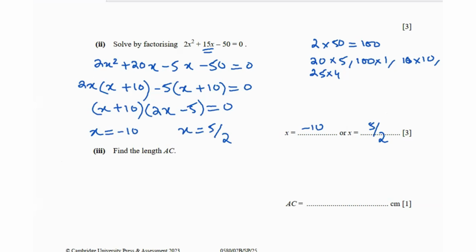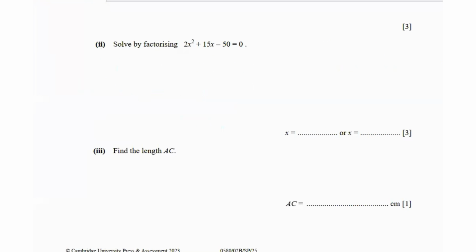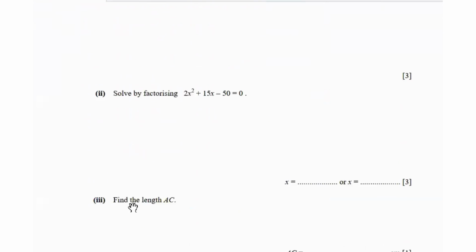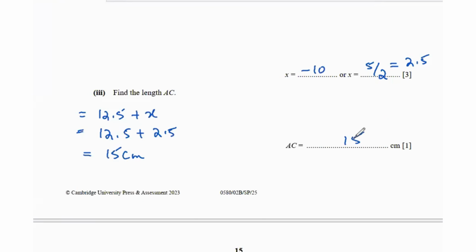Then it says find the length of AC. So going back to the diagram, AC is 7.5 plus x plus 5, so that's basically 12.5 plus x. Now we had -10 and 5/2. Obviously, we cannot use -10 because the length cannot be negative. So we'll replace x by 5/2, which is basically 2.5. So 12.5 plus 2.5 is 15. So 15 centimeters is your value of AC.